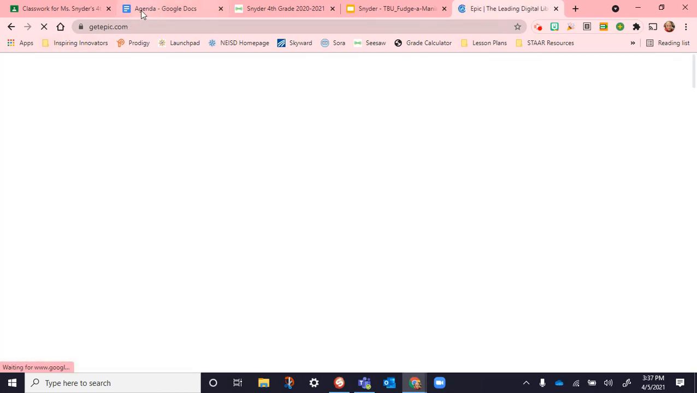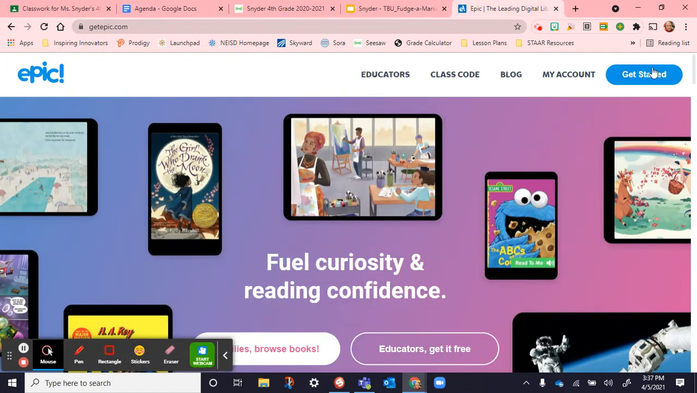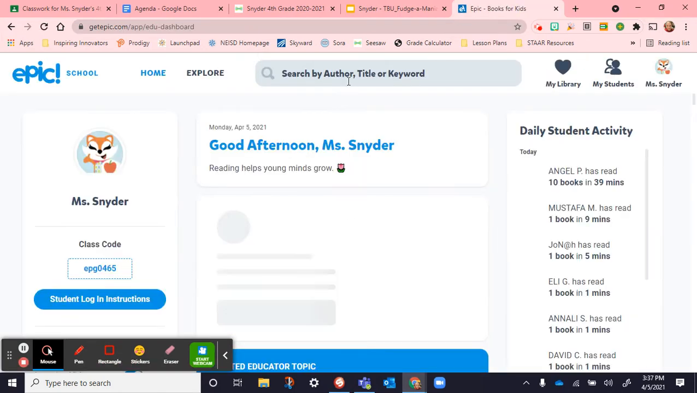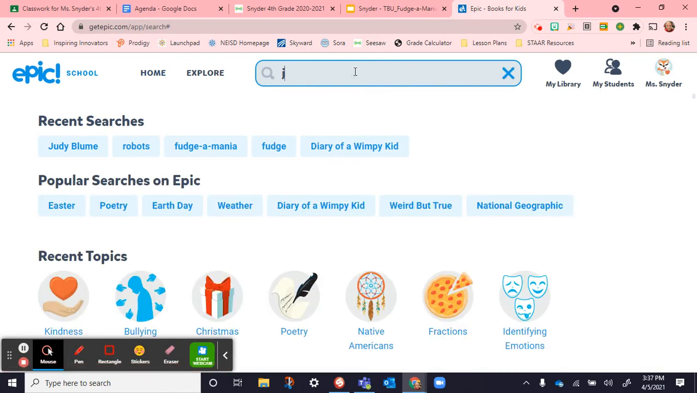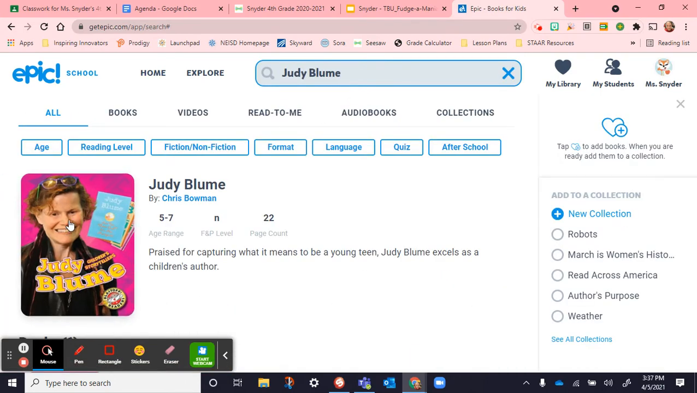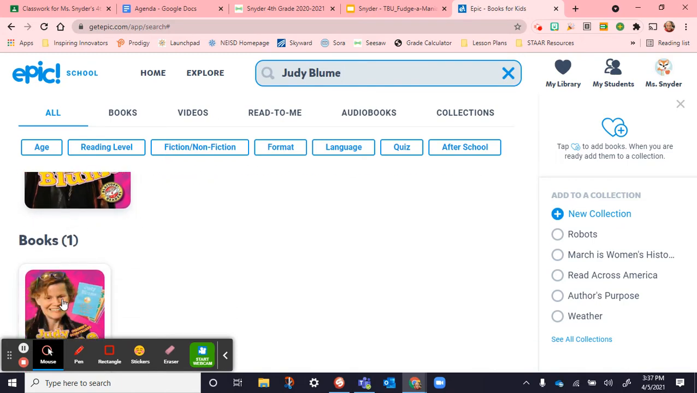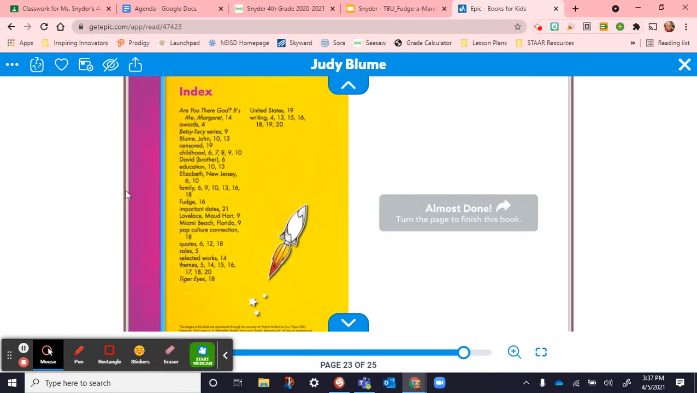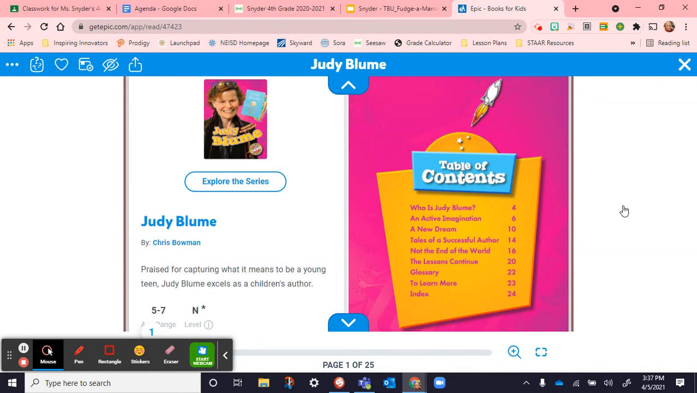And Epic has, you can see on the agenda here, this is the book we read. So if you go to Epic and log into your account, and you type in Judy Blume, it comes up right here, and go down to the part that says books. And this is the book that we read about her. So let me go back to page 1.